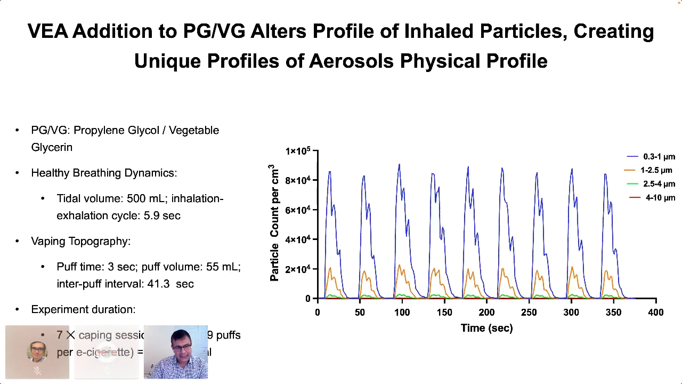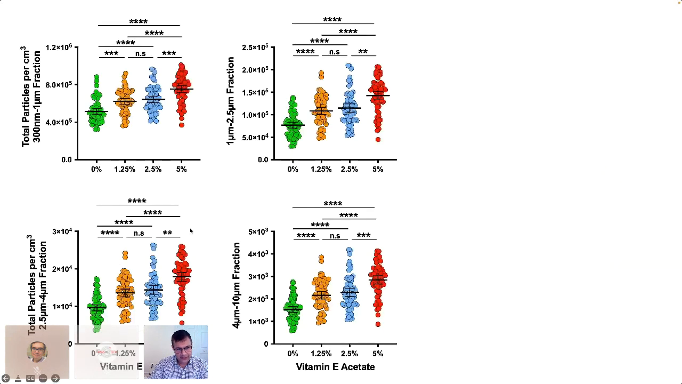Now, we added escalating doses of vitamin E acetate. You can see here 1.25, 2.5, and 5. But you can appreciate the number of particles inhaled goes up. And even at the very small ratio of 1.25%, there was enough to see an increase in particles. The 4 graphs are basically the same. The only difference is that I'm showing you the plots for different particle sizes: 300 nanometer to 1 micron, 1 to 2.5, 2.5 to 4, and 4 to 10.